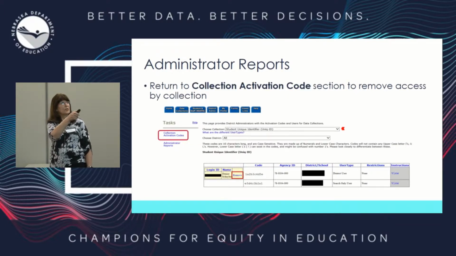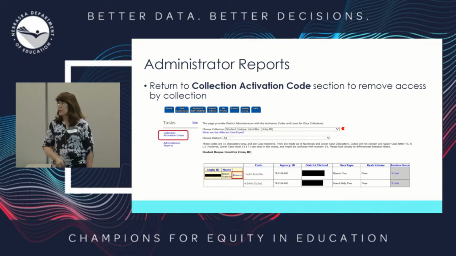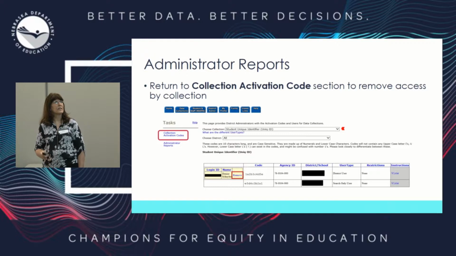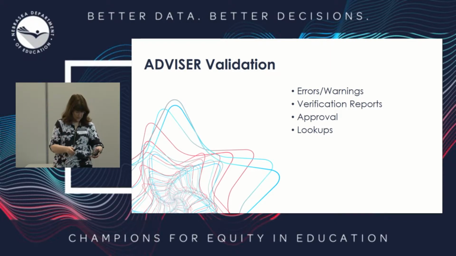So when you return to the collection activation codes, again, that's where you would remove staff. So the collection activation codes gives you the codes and the option to remove staff, or the administrator reports gives you two reports to manage your staff. And advisor validation, we'll hand this off to Naomi, and she can show you some of the things there.